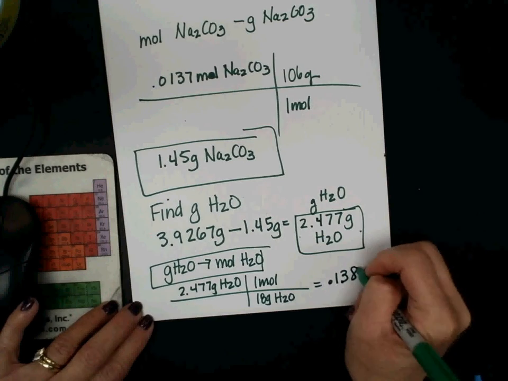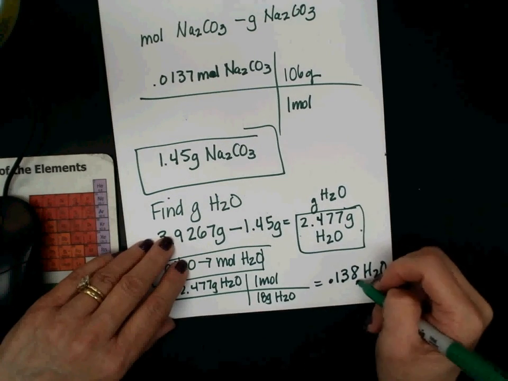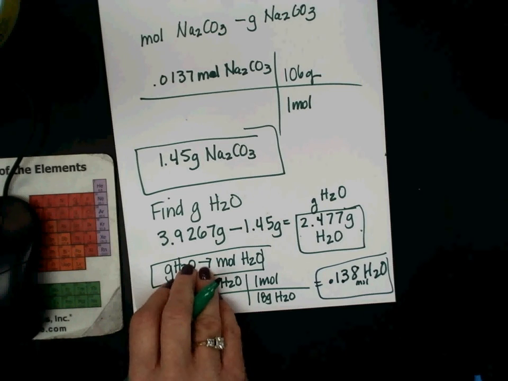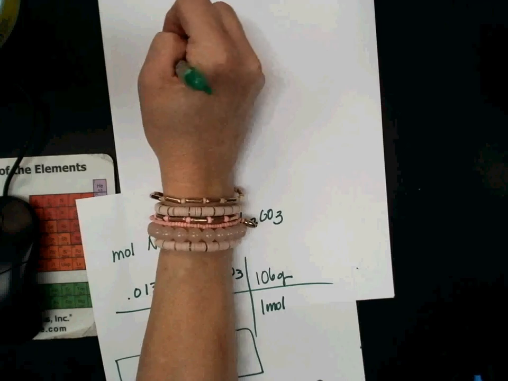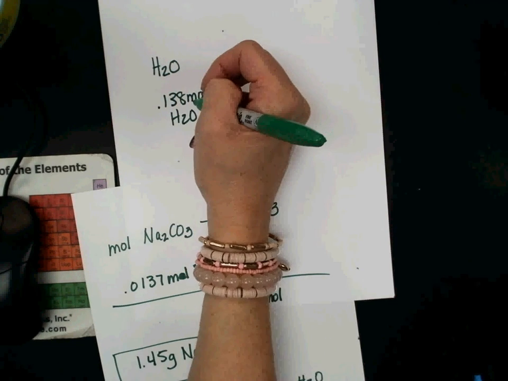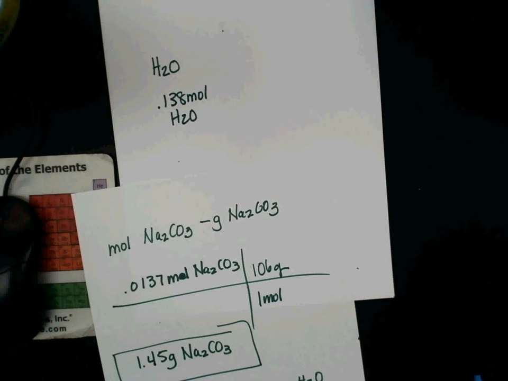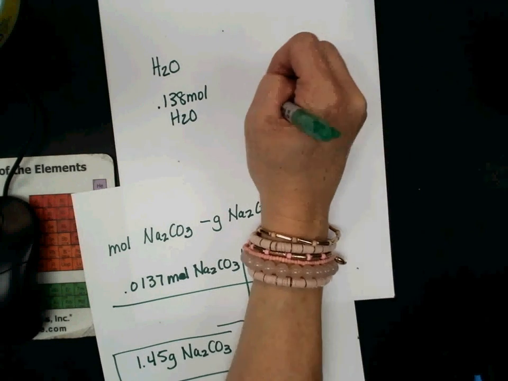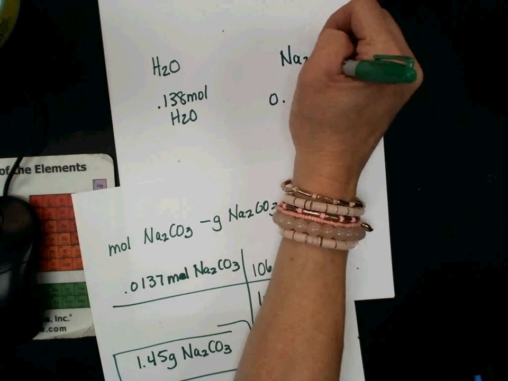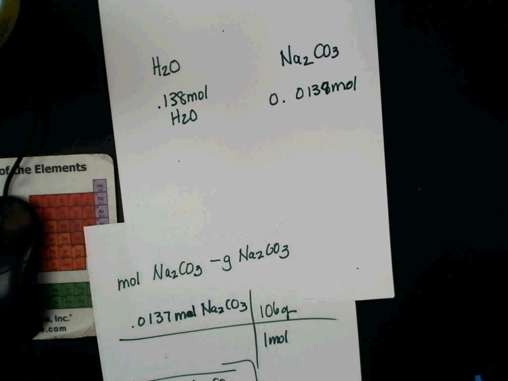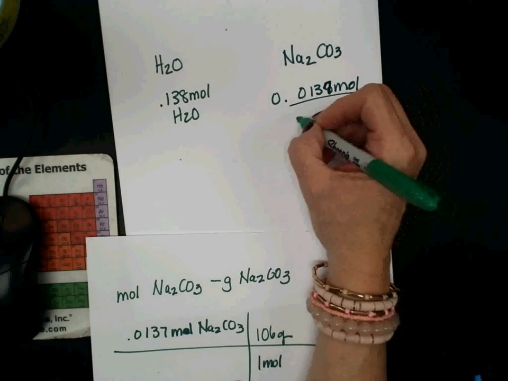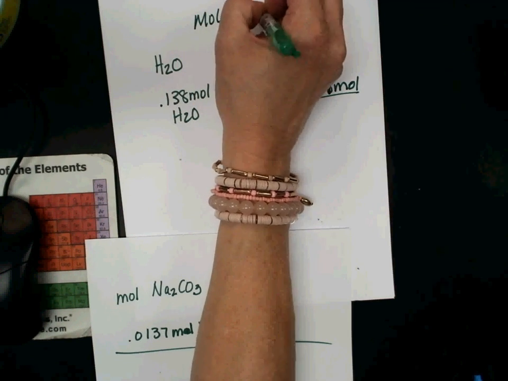How many moles is that? 0.138. You guys agree with that? Okay. Now, I know my moles of H2O. Do I know my moles of sodium carbonate? We found it somewhere. So my H2O is 0.138 moles. My sodium carbonate was 0.0138. Is that right? Check. I think it's 137. Okay. I have to go back here and flip back. Yep. Okay, so this is a 7.